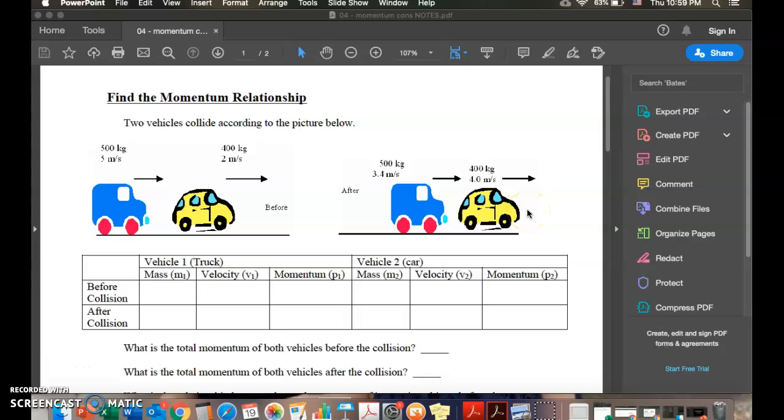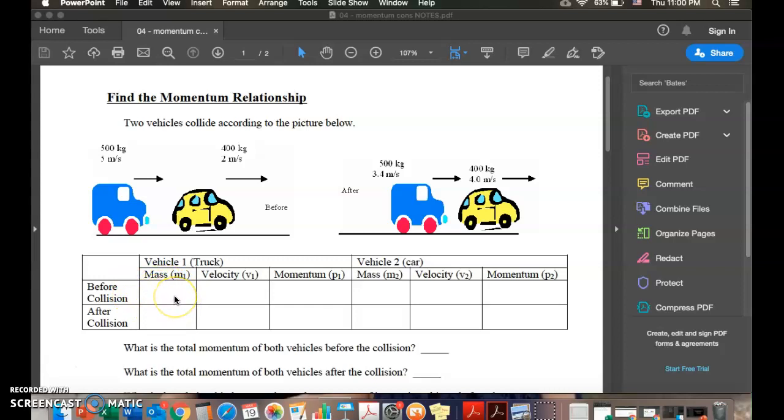Hey guys, we're going to take a look at the momentum conservation notes. Your notes start with this document right here, and you'll notice that there are two vehicles, a truck and a car, both moving, and it gives you the speed of each vehicle. This is before the vehicles collide, and this image over here is after the vehicles collide. So we're analyzing this interaction between the vehicles.